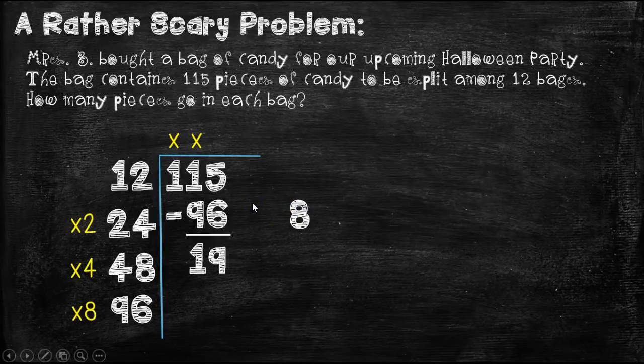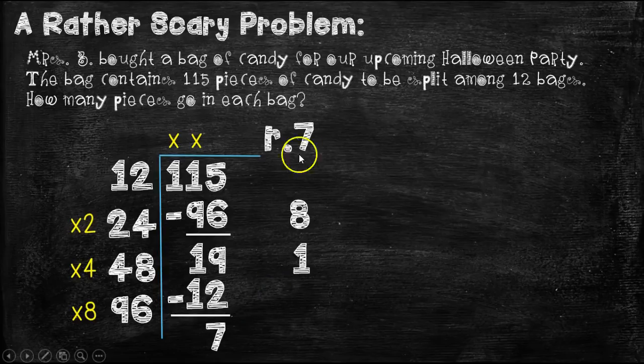115 minus 96 is 19. But we can still put 12 into the 19, right? So we know that 12 times 1 was 12. So we're going to subtract 12, put our 1 over here, and 19 minus 12, well, that's 7. Is 7 smaller than 12? Yes, so we know that we're done. But this 7 is our remainder, so we're going to add that up at the top.